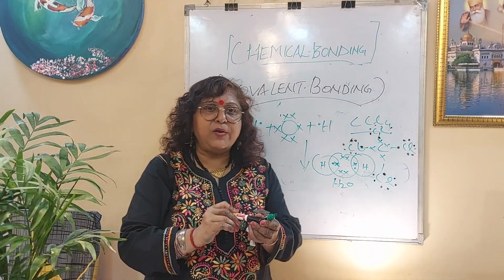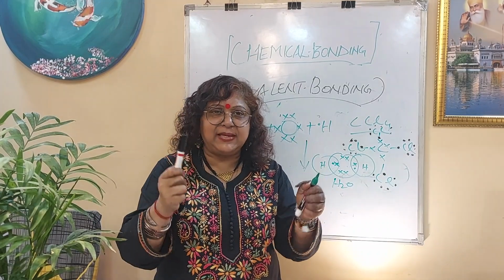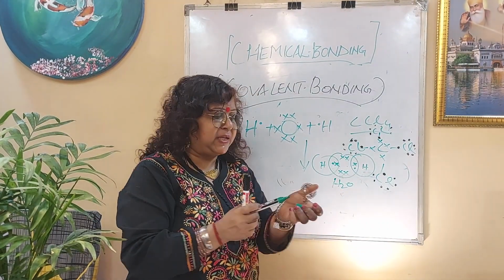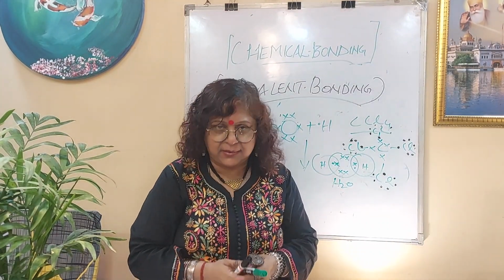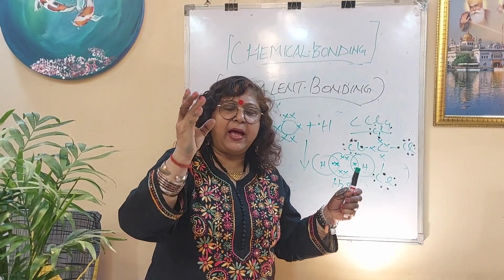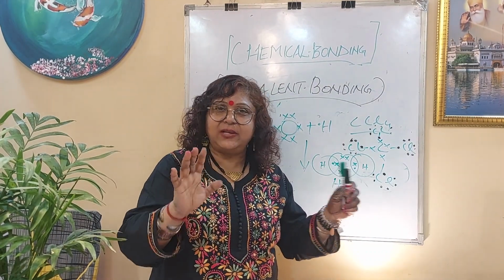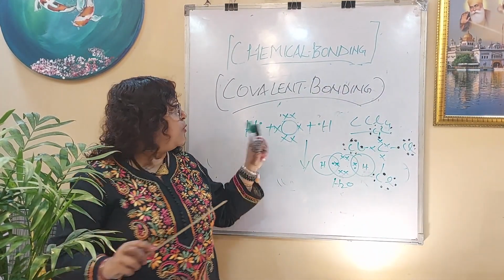CCl4. So when you draw in your notebook, you should have a red pen, blue pen or pencil, and you should do it very nicely so that the examiner gives you proper marks. So carbon tetrachloride, water, ammonia, chlorine and oxygen I showed you. So now this was the covalent bonding.